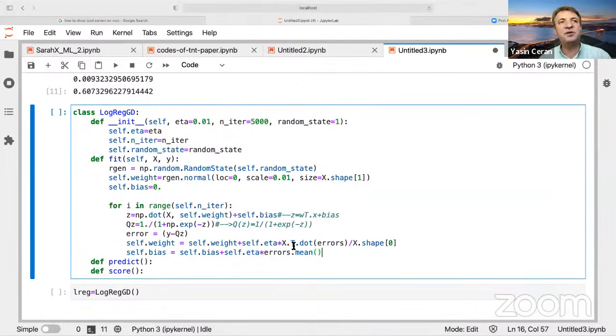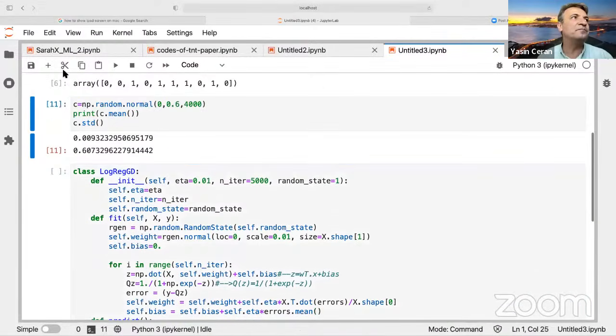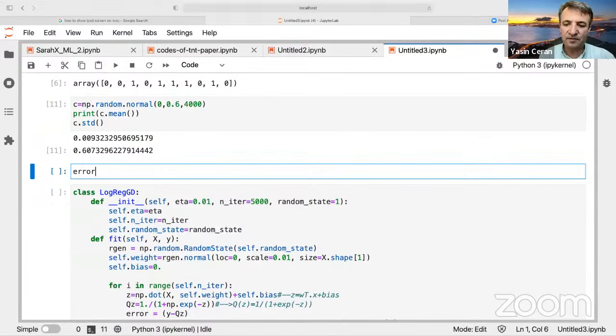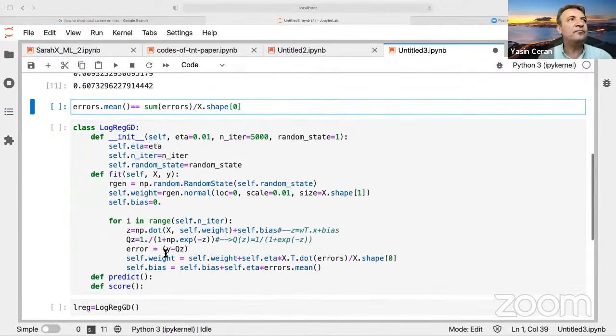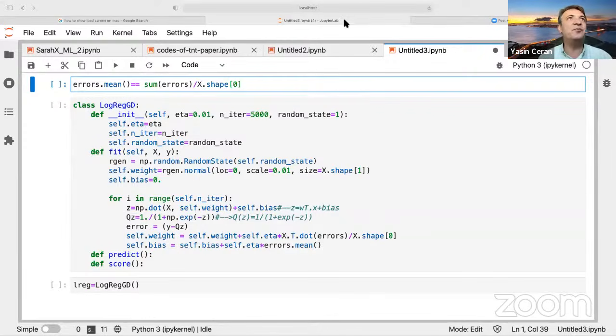Eta times errors. Because for the bias term, X is 1. And when you take the derivative of W times 1 with respect to W, there is no X remaining. So that's why you can say this is the mean, the summation of errors divided by X dot shape 0. Errors dot mean is the same as summation of errors divided by X dot shape 0. These are the same things. Okay, I updated the bias term as well.